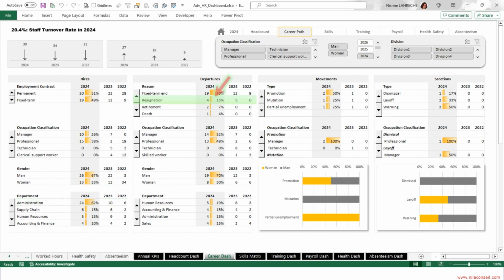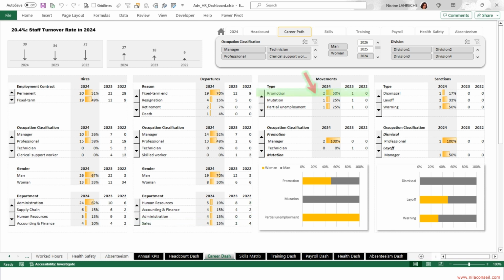4 employees resigned in 2024. Resignations decreased compared to 2023. The majority of departures concern managers and male employees. Departures from the sales department have doubled compared to last year.